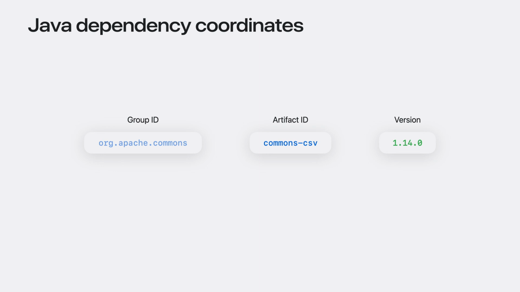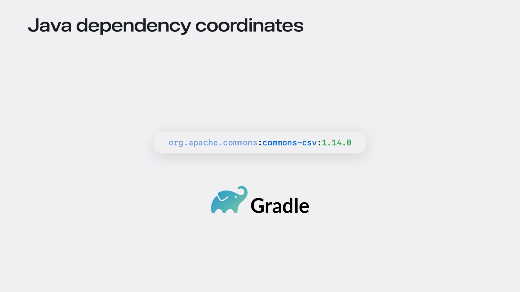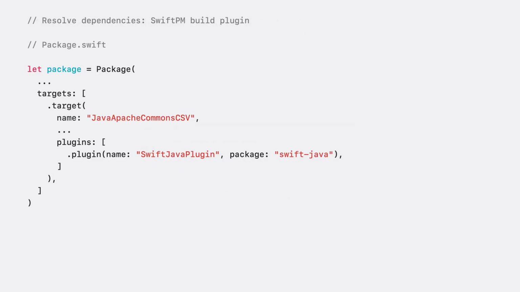Next, we'll make use of SwiftJava's Gradle integration, which is a popular build tool and dependency manager in the Java ecosystem. In order to express this dependency to Gradle, all we need to do is put colons between these three values. In this way, we've just formed a dependency descriptor in a format Gradle understands. Now that we know the dependency coordinates, we have two options to choose from for how to download and wrap them in our Java Apache Commons CSV target.